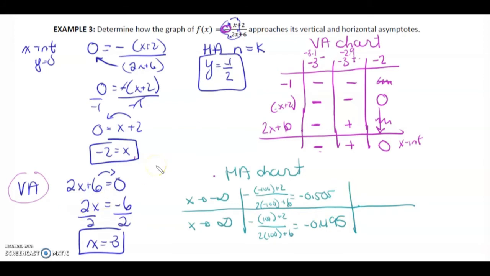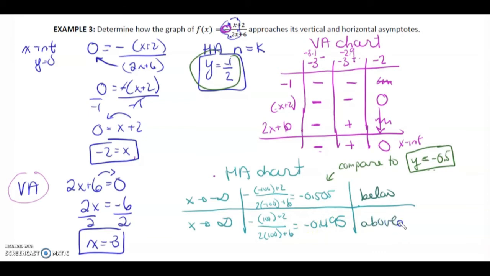So here's the thing. We have to compare these two numbers to the horizontal asymptote. So compare, I'll write a note, compare to y equals, well, it's like -0.5, right? So -0.5. So -0.505 is actually below because it's more negative, right? It's a bigger negative number, so it's actually below this asymptote, and -0.495 is actually above because it's still a negative number, but it's a smaller negative number.